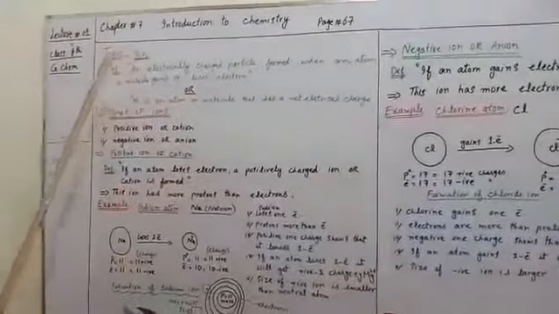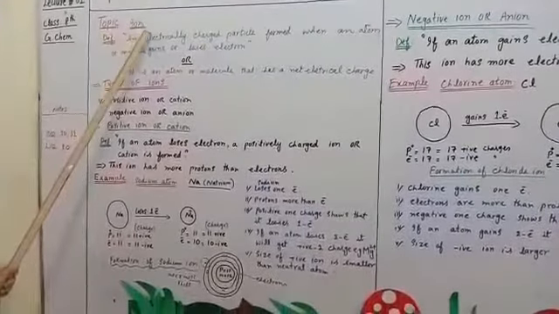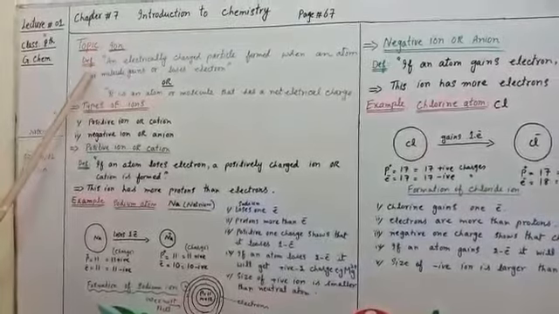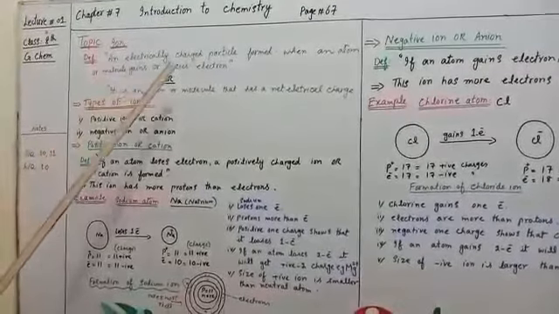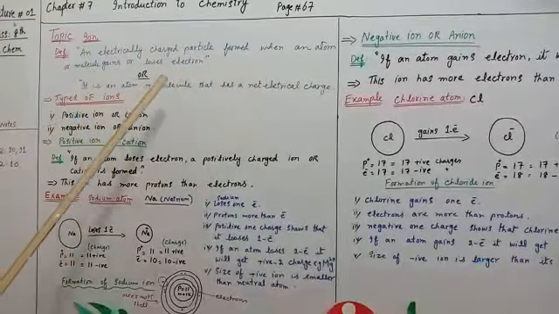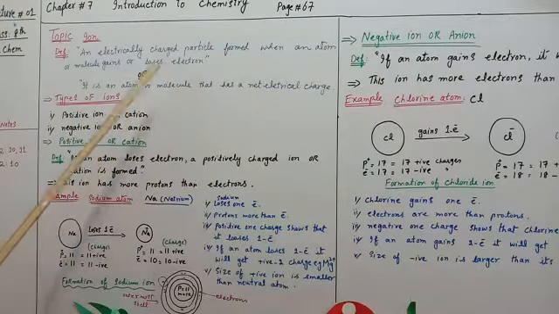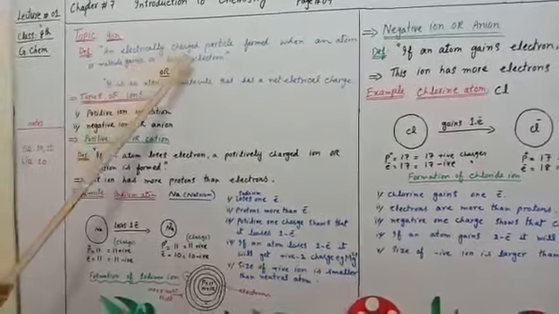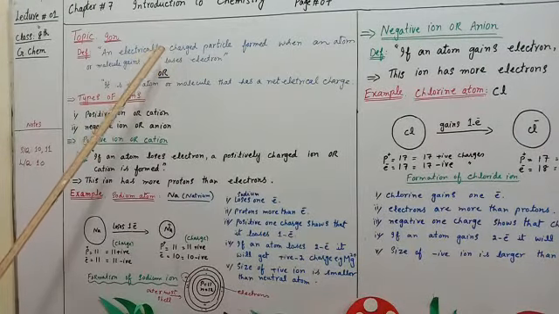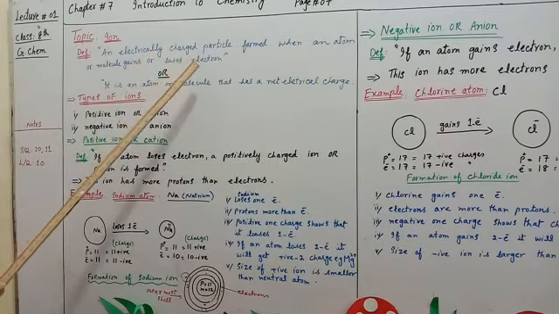Okay, let's come to our topic. Topic is about ions. First of all, the definition of ion: an electrically charged particle formed when an atom or molecule gains or loses electrons. What is the meaning of electrically charged? Electrically charged means that it carries a positive or a negative charge.